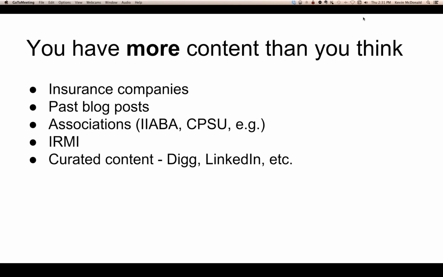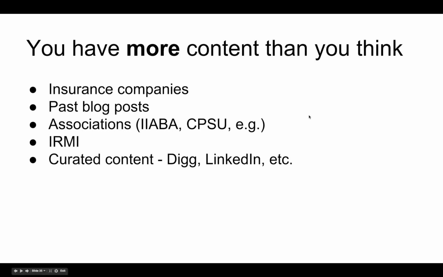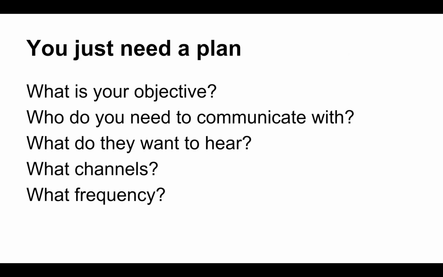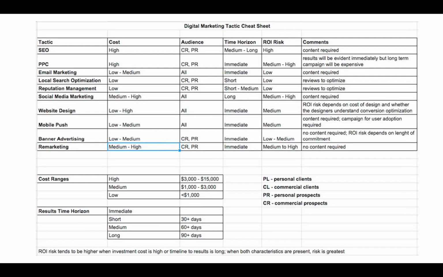ERMI, another one. And then you can receive newsletters from sources like Digg or Reddit or LinkedIn or whatever, and curate content that they provide through weekly or daily newsletters. It won't all be appropriate to what you want to communicate, but rather than have to go around looking for things, you can have potential content delivered right to you. Right? So it's all there. You just need to decide who you're going to communicate with, what channels, where's your content, what do they want to hear, and what's the frequency. You just need a plan to do this, right?